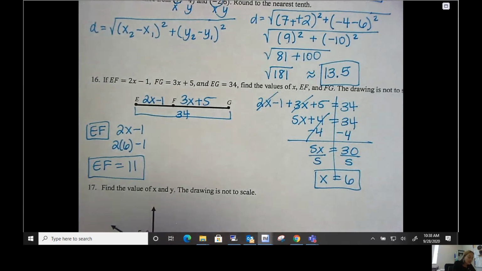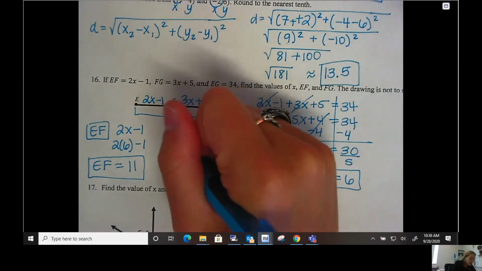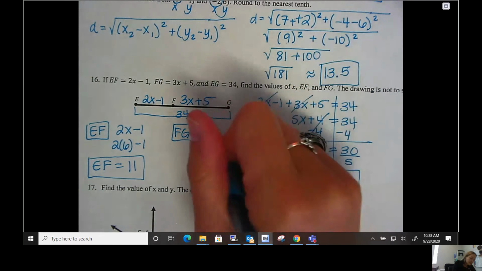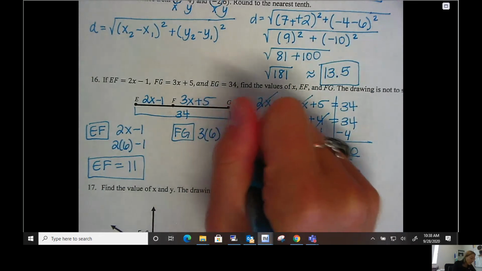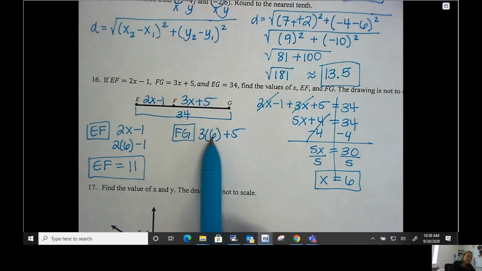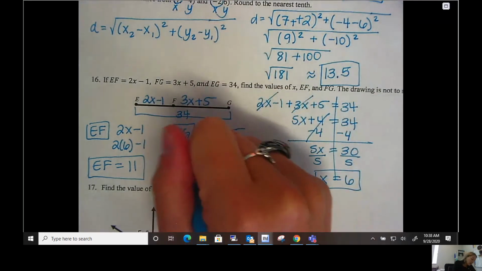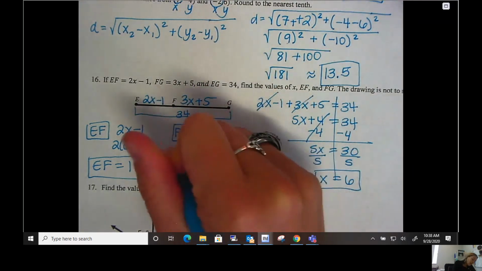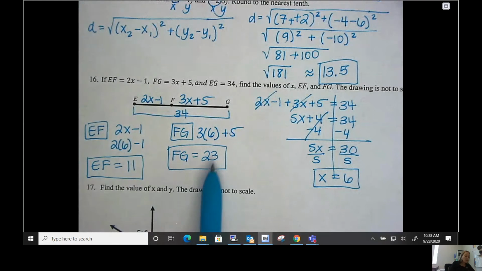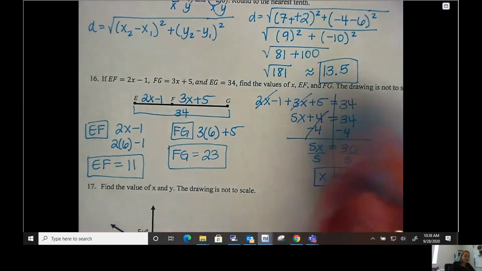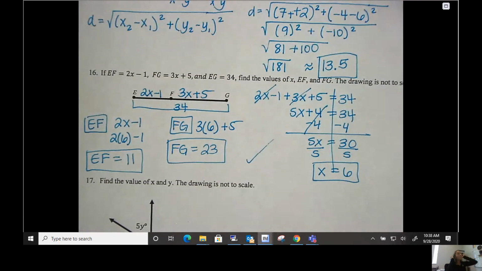Do the same thing for the next one, FG. I'm going to plug it into the equation. 3 times 6 plus 5. So 3 times 6 gives me 18. 18 plus 5 gives me 23. And then I can check my work. Does 23 plus 11 give me 34? Yes, it does. So I did it correctly.